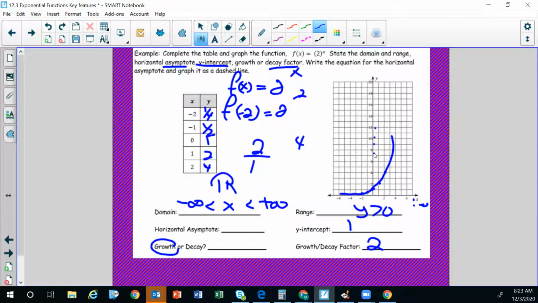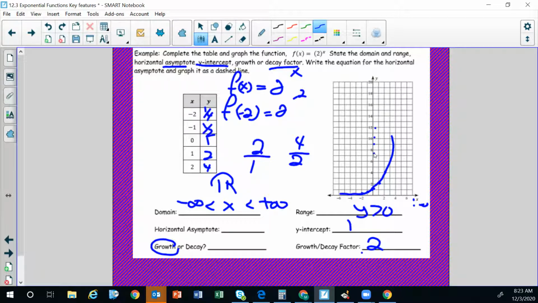Divide by the preceding number, the number that comes before it. Divide by 2, and that's 2. That's how you get the growth factor. Now, if the growth factor is greater than 1, we have a growth. Because it's greater than 1, we have a growth.